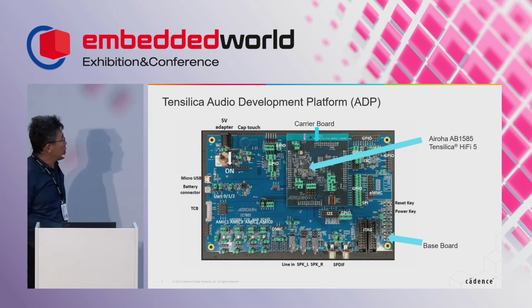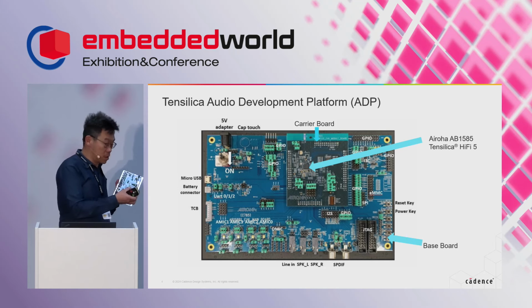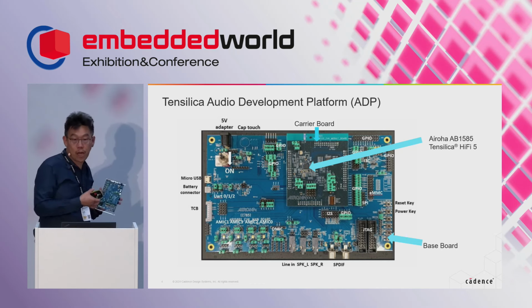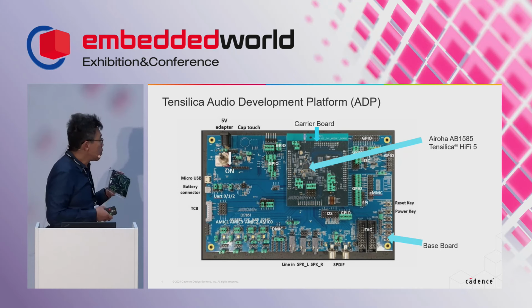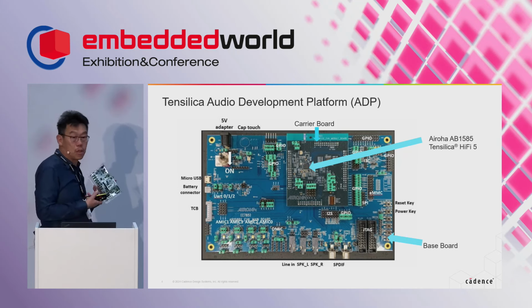So this is a breakdown of what is on the ADP. The carrier board will be a fixed board. And in the future, different audio modules or different SoCs will go on the little carrier card. So the carrier card will be offered in multiple SoCs. Today we start with two flavors, the HiFi 5 and the HiFi Mini SoC, both from Aroha. The baseboard provides all the I/O connectors for power supply, for debug, for audio input and audio output to facilitate development work.